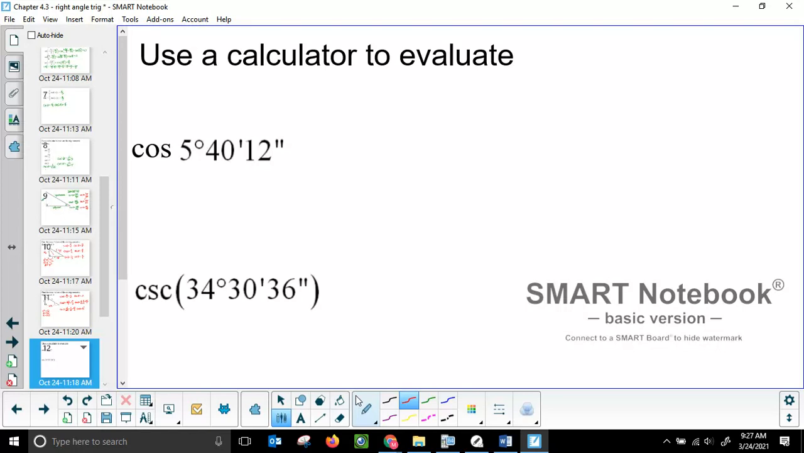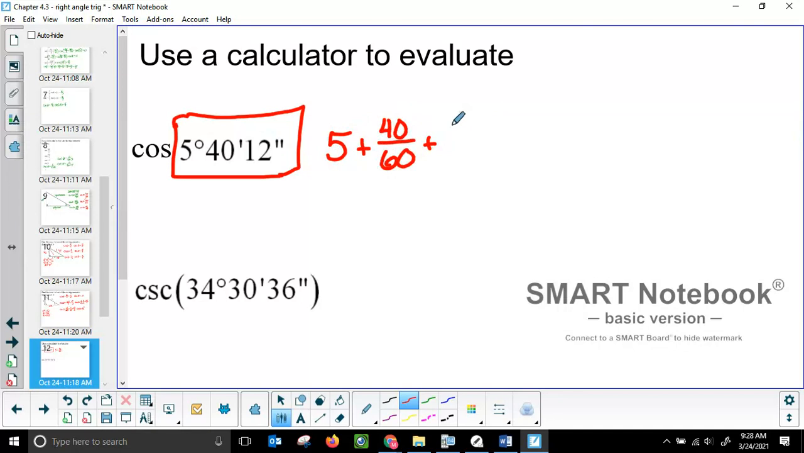So how do we do this here? Our calculator doesn't let us plug it in like this, so we have to convert this piece to a decimal. We know that 5 is going to be 5, that's perfectly fine. Well, if there's 40 minutes, we just said that there's 60 minutes in a degree, so we can write that as a fraction, 40 over 60. And then there's also 60 seconds in a minute.